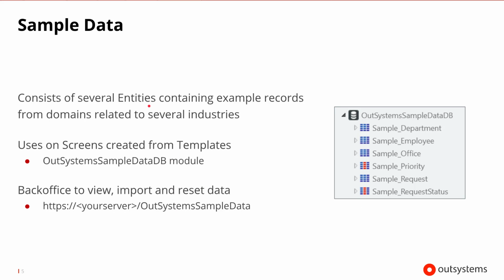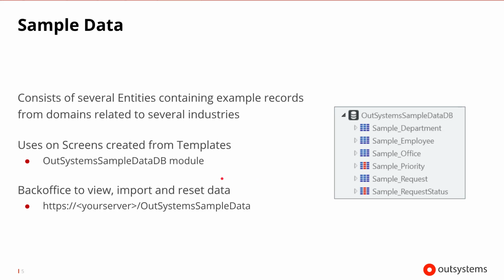So the sample data that's going to come with the template screens actually consists of several different entities. And those entities have multiple records inside of them that are related to different types of scenarios. Now the screen data will be used on multiple screens inside of the template, and this sample data is actually contained inside of its own module. So here we can see there is an OutSystems sample data database module, and it has sample departments and employees, sample offices, sample requests, as well as priorities and request statuses.